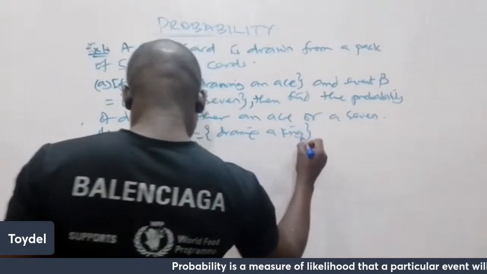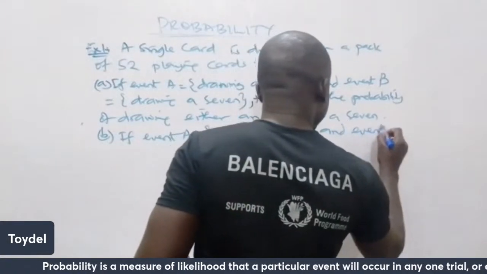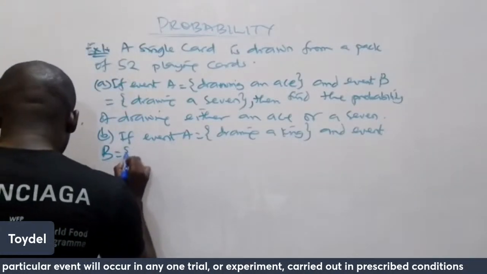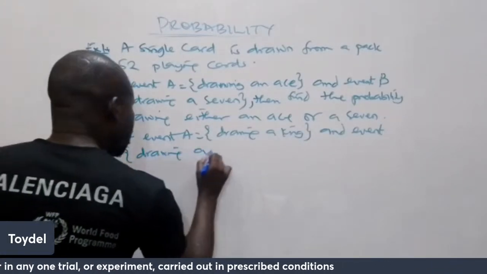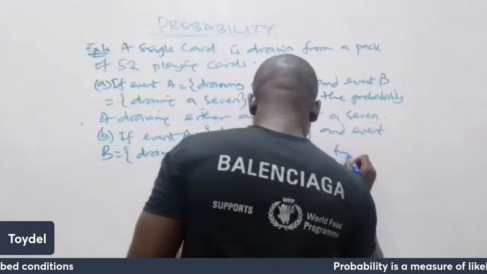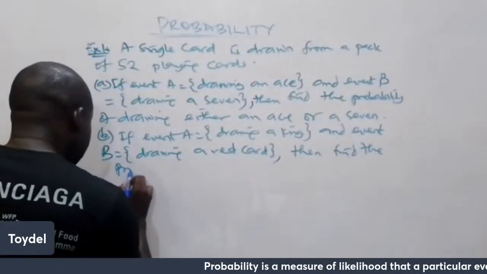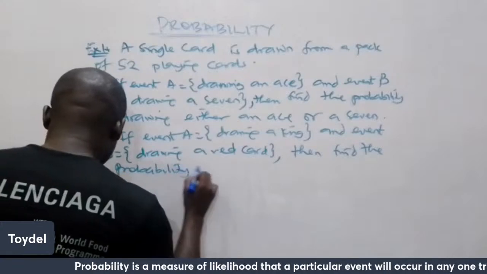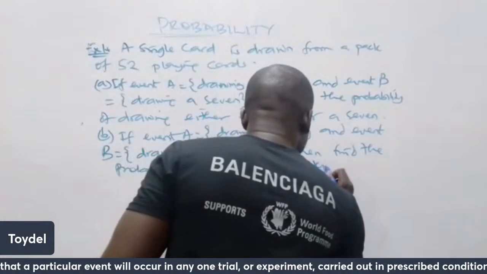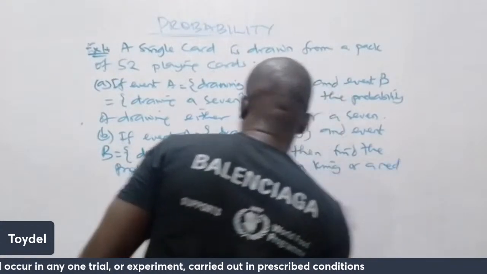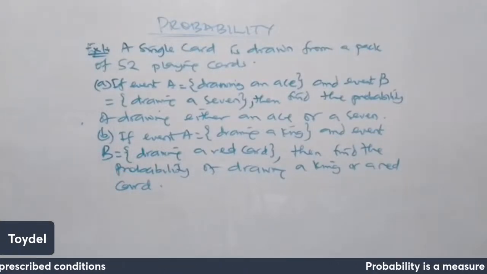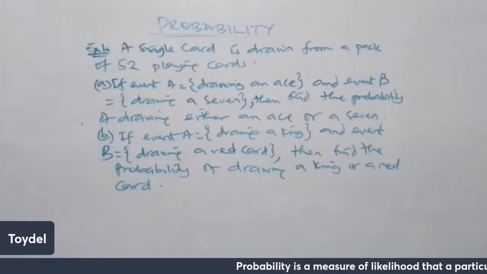Then the second part of the question: if event A is equal to drawing a king and event B is equal to drawing a red card, then find the probability of drawing a king or a red card. So this is the question. We are going to solve this question, then we close the class for today.